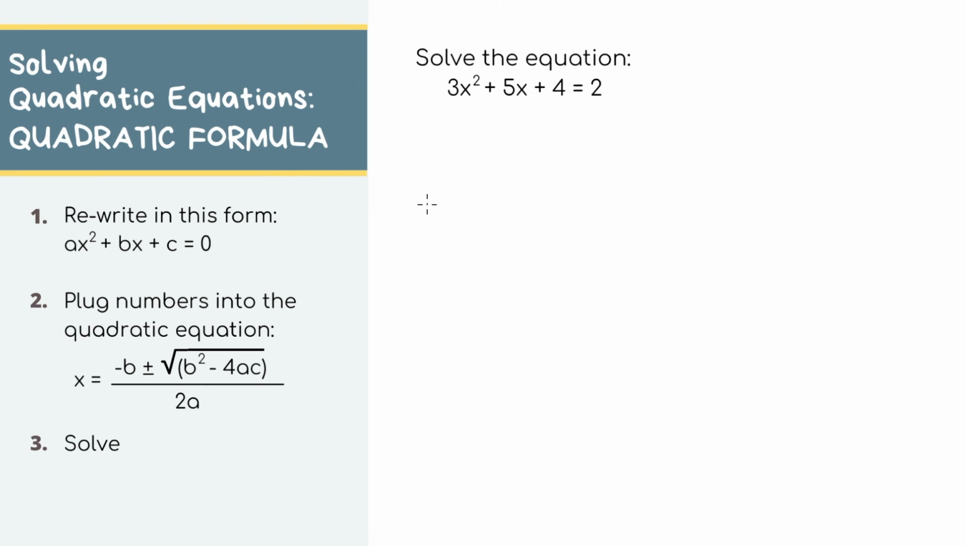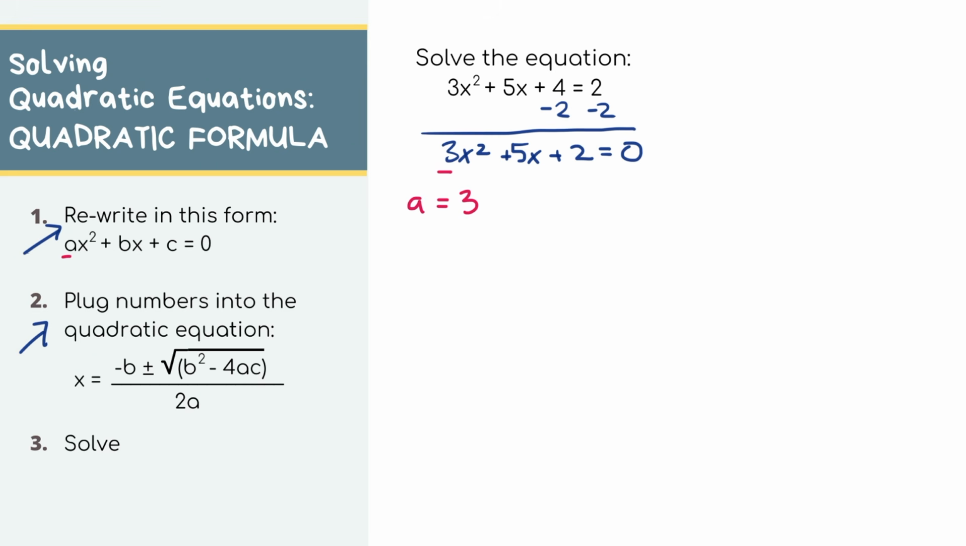The first step is to write the equation in standard form, where everything is simplified and on the left. In our example, we're almost there except for this 2 on the right side, so I'll just subtract both sides by 2 and we'll end up with 0. Now our equation is in standard form. For step 2, let's take note of which numbers are a, b, and c. In our case, a equals 3, b equals 5, and c equals 2.